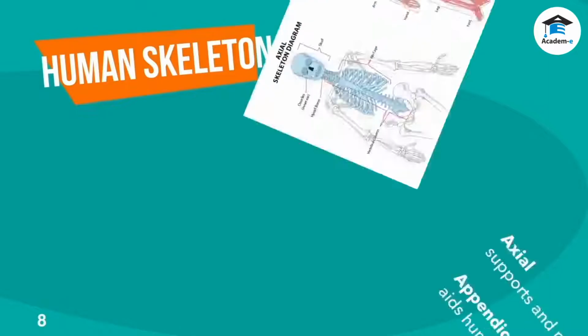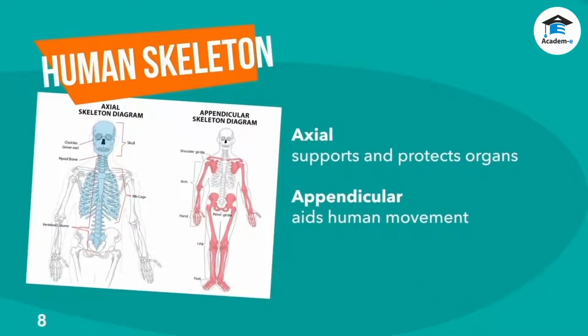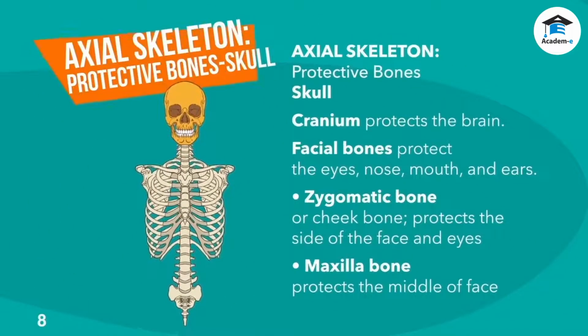The human skeleton can be divided into the axial skeleton, that protects your organs and includes the bones of the head and the torso, and the appendicular skeleton that helps you move, and includes the bones of the upper and lower limbs.